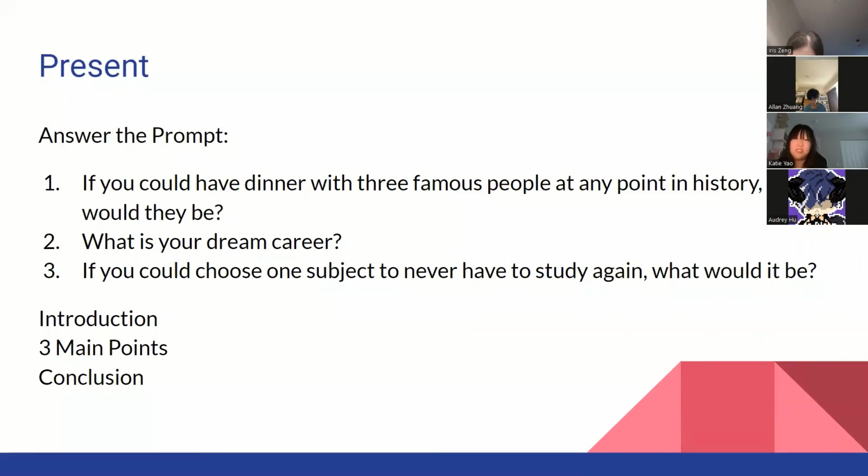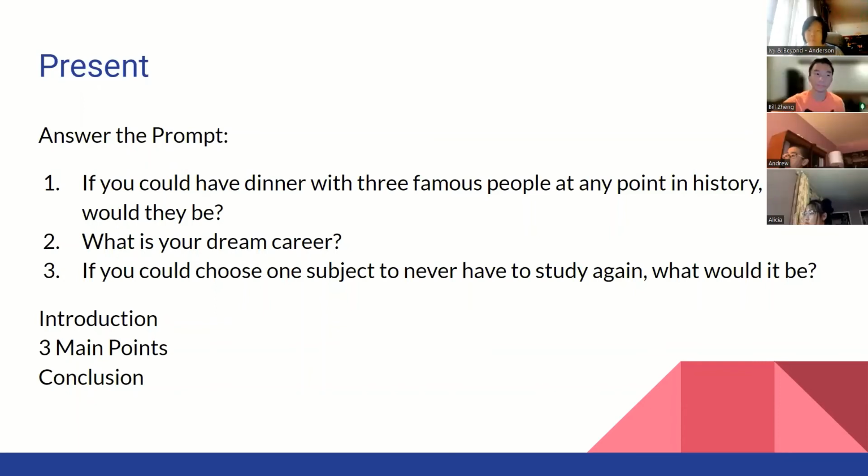I chose the second prompt: what is your dream career? Honestly, until this second, I'm still not sure if I really have a dream career. I have always been kind of unstable, so I just chose one of my favorite hobbies that would work as a career, and that's photographer. I have three main points. A photographer is actually, in my opinion, quite a flexible career. You could travel anywhere and take the pictures you want.